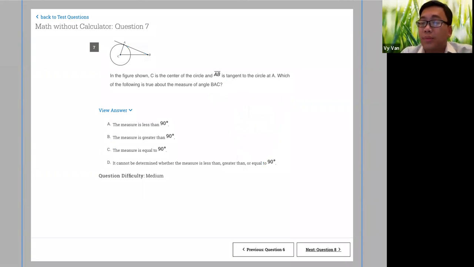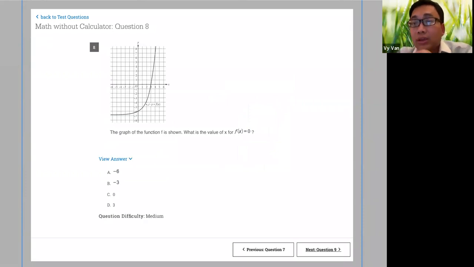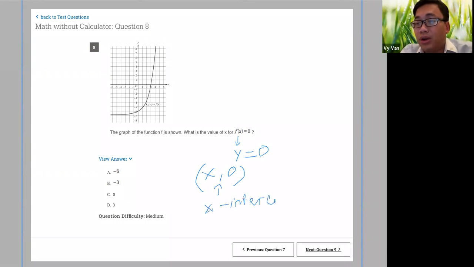Next question is also a medium question. So what do they ask? They ask, what is the value of x if f of x equals 0? For those who don't know, f of x means y. So when y is 0, what is x? Basically, they're asking for x when y is 0. This is what is called the x-intercept, or a zero of the function. Very easy, you look at the graph and see where it crosses the x-axis. In this case, it is 3.